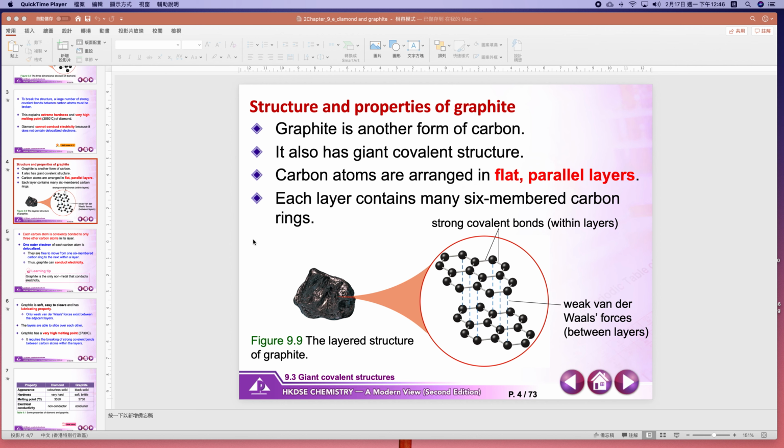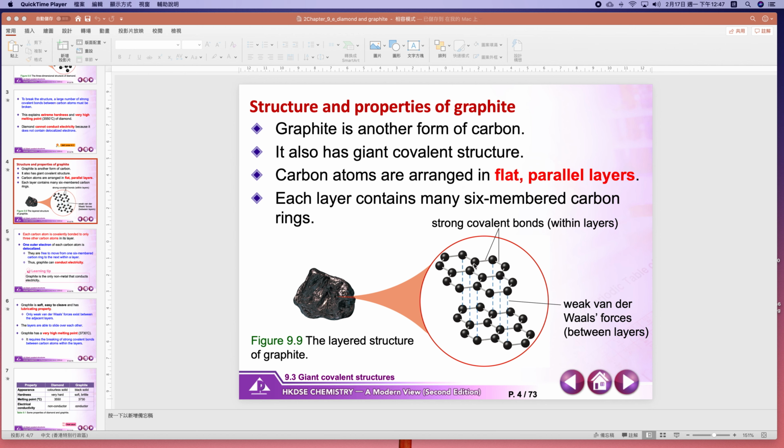Last time we have already talked about the structure and properties of diamond. This time we would like to talk about another form of carbon, graphite. If you refer to this picture, you can see the structure of graphite. Similarly, graphite also adopts giant covalent structure. However, if you refer to the arrangement of carbon atoms in graphite, you can see that it is a bit different.